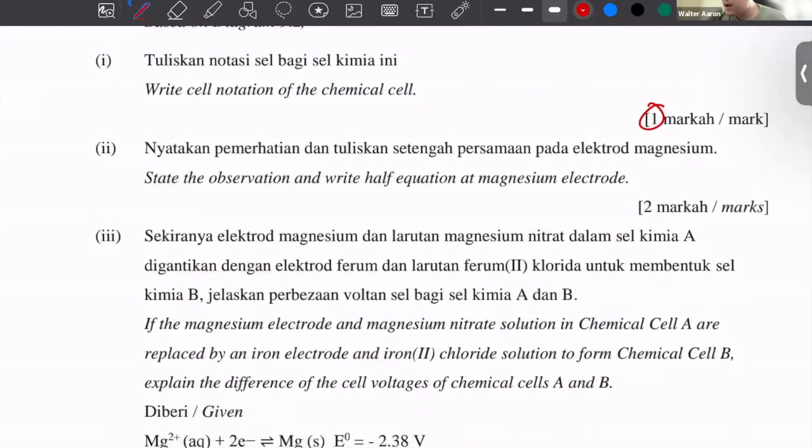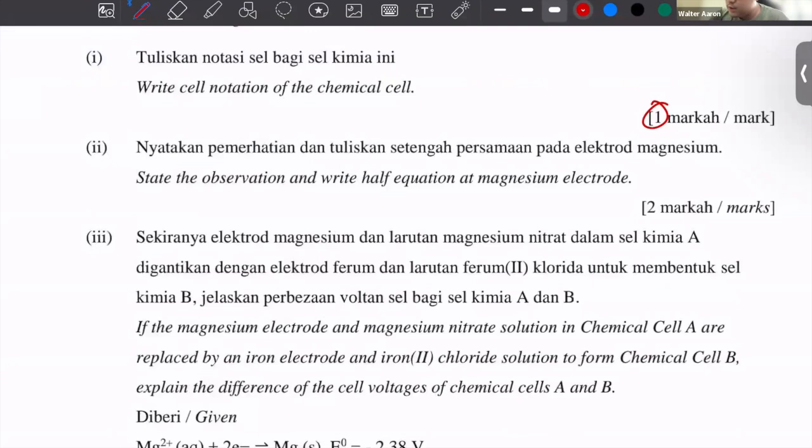State the observation and write a half equation at the magnesium electrode. What happens here is that the magnesium electrode dissolves or becomes thinner over time. So let's take a look at the observation first. For the observation, you can just put here, magnesium electrode dissolves or becomes thinner, up to you.